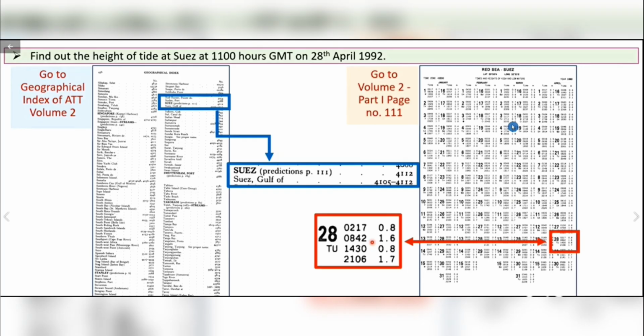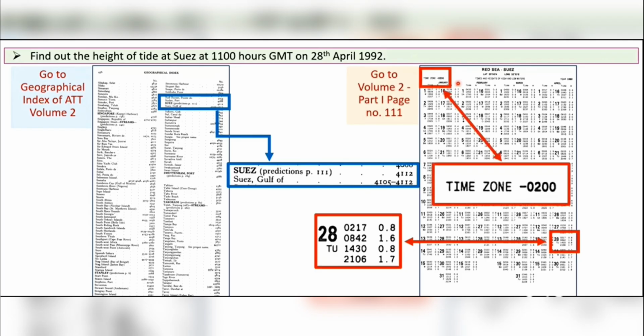Okay. Also significant here would be the time zone in which these times are tabulated. Time zone is marked here, we have already discussed earlier, and the time zone used for Suez is -2 hours. What does it mean? That Suez time is 2 hours ahead of GMT, or GMT is 2 hours behind Suez.